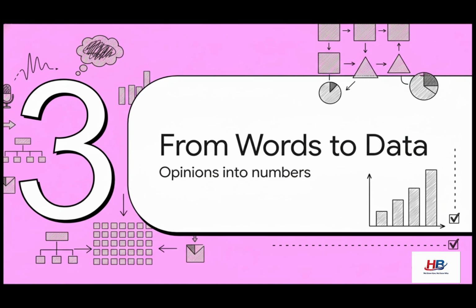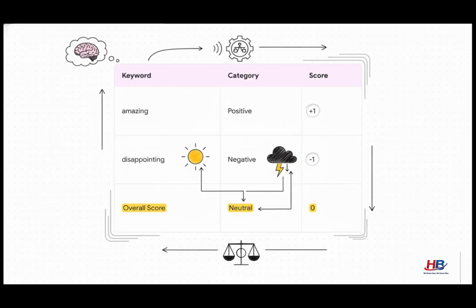So let's see what that actually looks like for the example we just used. And here you go. This lays it out perfectly. The algorithm spots the word amazing. It knows that's a positive word, so it assigns it a score of +1. Then it finds disappointing, knows that's negative, and gives it a -1. Add them up, and you get an overall score of 0, perfectly neutral. Now, keep in mind, this is a very basic model. Real-world systems use huge dictionaries and can even learn that very amazing is a lot stronger than just amazing.